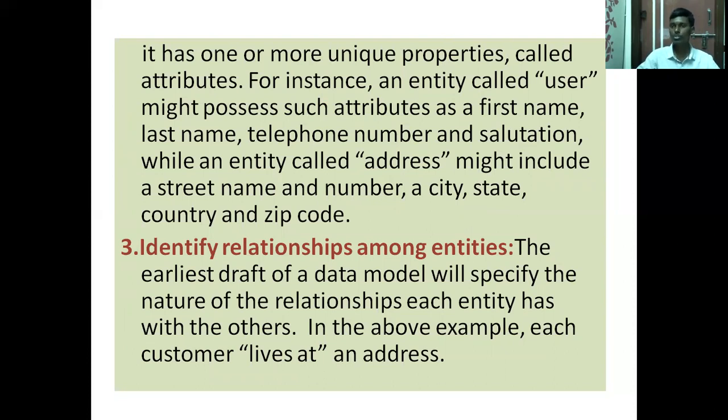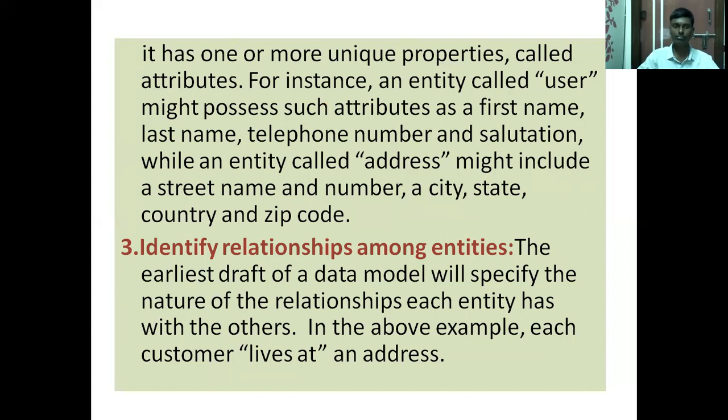For instance, let us take a topic named user, as an entity. It possesses attributes such as first name, last name, telephone number, and salutation. Now we come to the other entity, address. It will possess other attributes such as street name and number, a state or a country, and zip code, which I mentioned before. All entities should be unique, meaning they should be discrete and different from other entities.